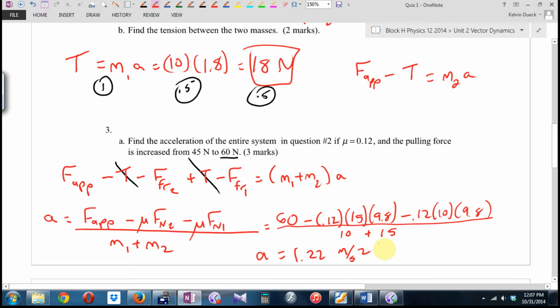If you got that right, 3 out of 3. Otherwise, I would probably go 1 mark if I saw that, 1 mark if I saw that, half mark for the numbers, and a half mark for the answer.